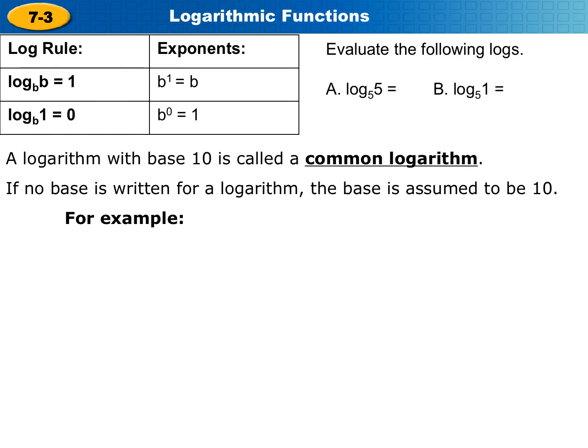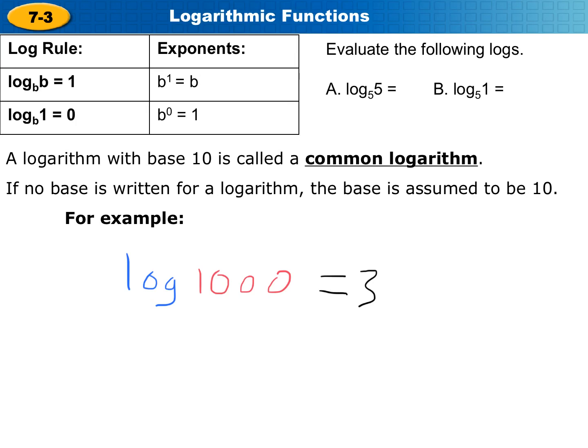So I've already mentioned this. We didn't define it yet, but here it is as a definition. A logarithm with base 10 is called a common logarithm. And when we use a common logarithm, we don't always write the base. So if I had log, and I didn't write a base, right, this assumes the base is 10. So log base 10 of 1,000, 10 raised to what power is 1,000? 10 raised to the 3rd power is 1,000.